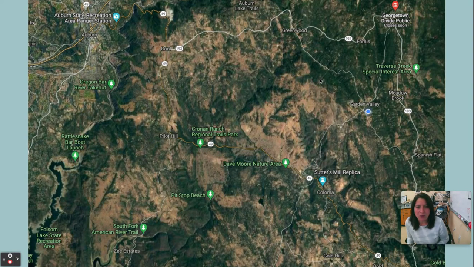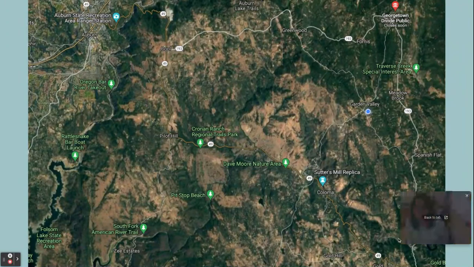between two watersheds. So if you were to look at a map of the watershed, there'd be one over here and then one over here. Okay.